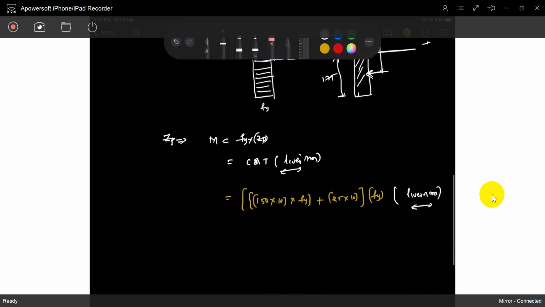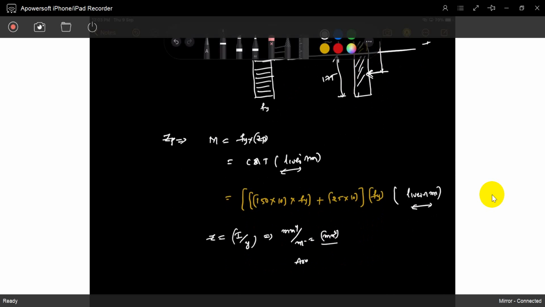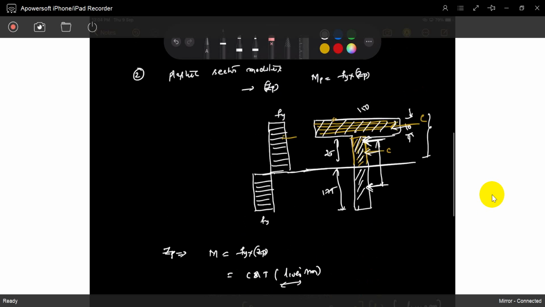Sir, what is Z? Just see what is Z. Z is I by Y. What is I? I is mm to the power 4 by mm. It's mm cubed. That is the area into distance. Got the idea? Area into distance. We already know the CG axis, that is the neutral axis. Just find the area multiplied with distance. That's enough.